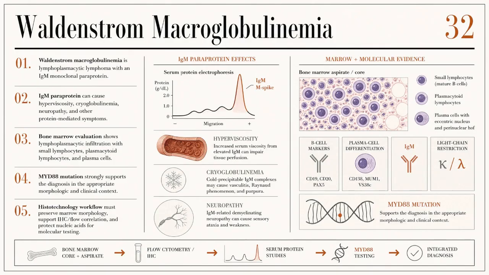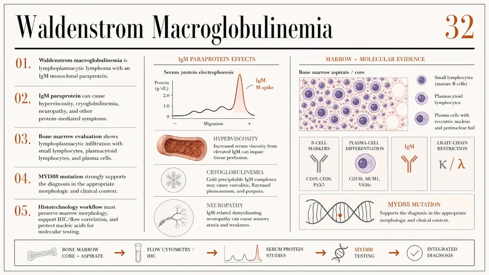Diagnostic reasoning in WM requires integrating clinical findings, serum protein electrophoresis, and immunofixation results demonstrating monoclonal IgM, marrow morphology, immunophenotyping, and molecular data. Common pitfalls include misinterpreting reactive plasmacytosis or confusing WM with marginal zone lymphoma or multiple myeloma, underscoring the importance of a comprehensive, multidisciplinary approach. As histotechnologists, understanding these nuances ensures that specimen handling and staining quality facilitate accurate diagnosis and optimal patient care.